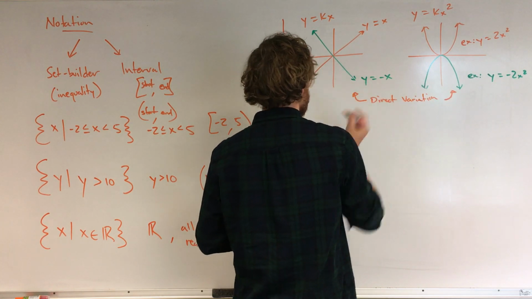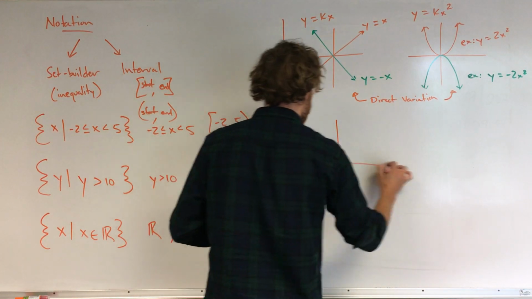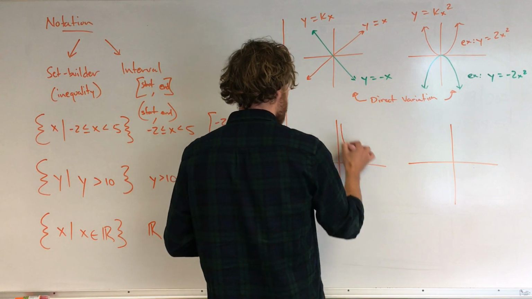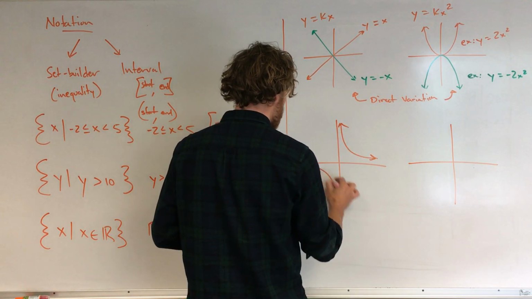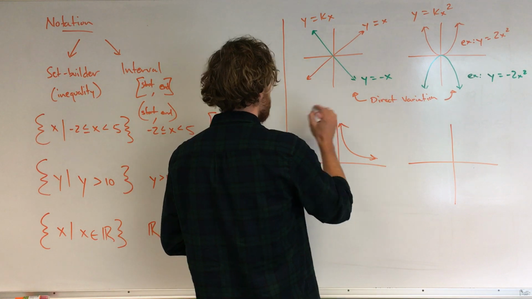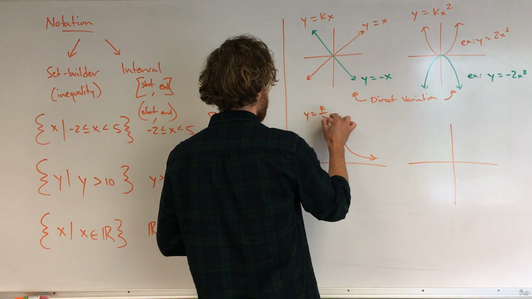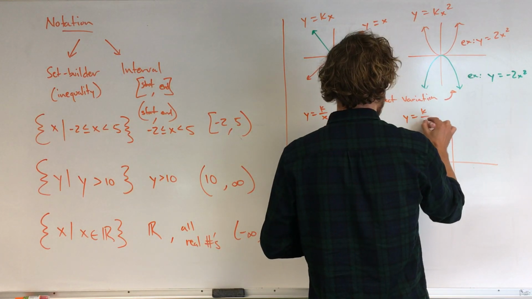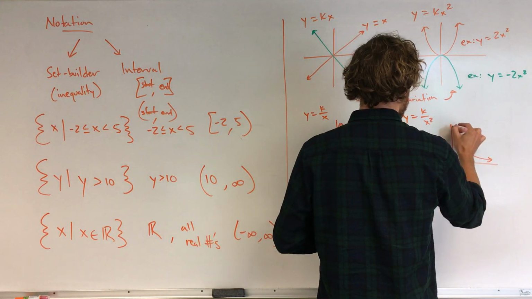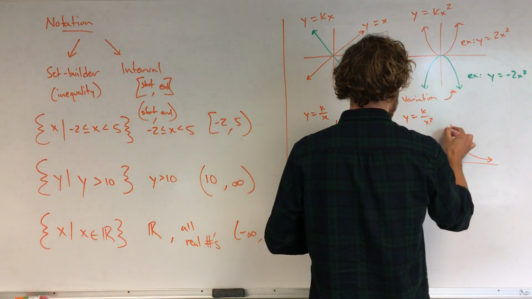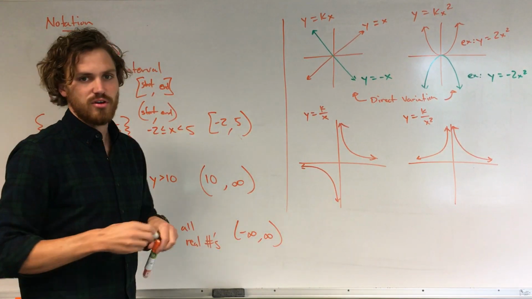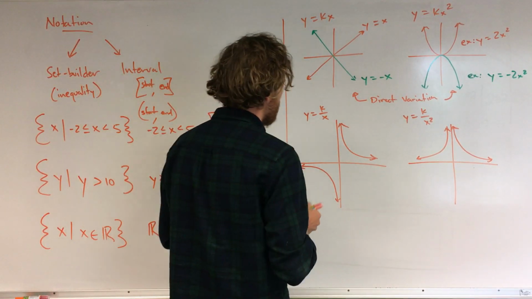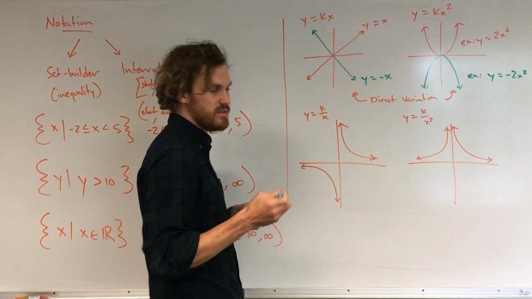Direct variation up here. And then you've got the inverse variation functions. So you've got this one. They've got two different branches. So this one is y equals k over x. And this is y equals k over x squared. And in both of these cases, I've drawn the functions where k is positive.